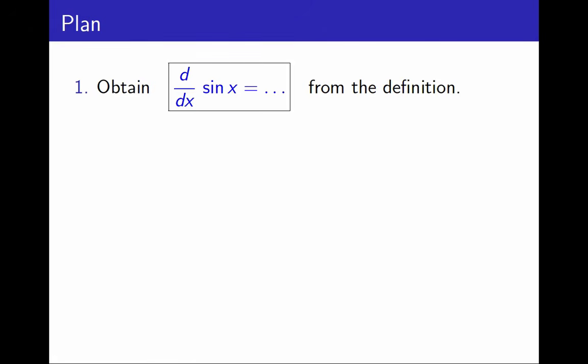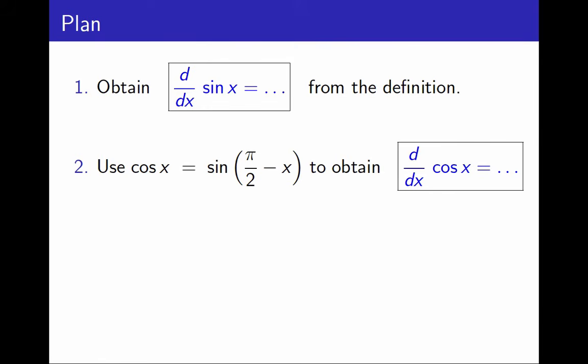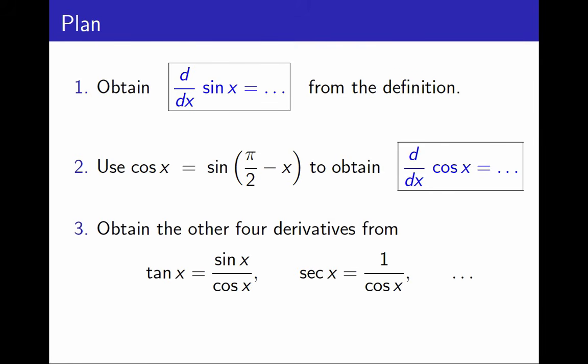Here's what I mean. First, I need to obtain the derivative of sine from the definition of derivative. Second, we can write cosine as the composition of sine and a polynomial. Then, if we already know the derivative of sine, we can simply use chain rule to get the derivative of cosine. Finally, the other 4 trig functions can all be written in terms of sine and cosine. For example, tangent is sine over cosine, secant is 1 over cosine, and so on. Once we know the derivative of sine and cosine, we simply use the quotient rule.